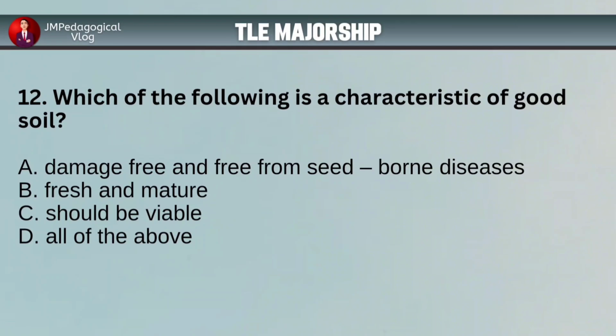12. Which of the following is a characteristic of good seed? A. Damage-free and free from seed-borne diseases. B. Fresh and mature. C. Should be viable. D. All of the above. D. All of the above.